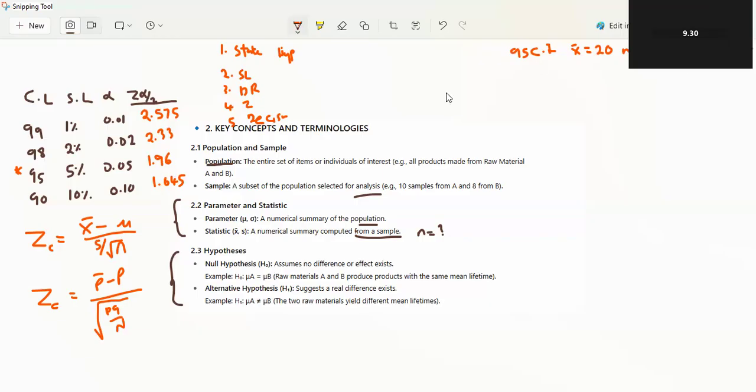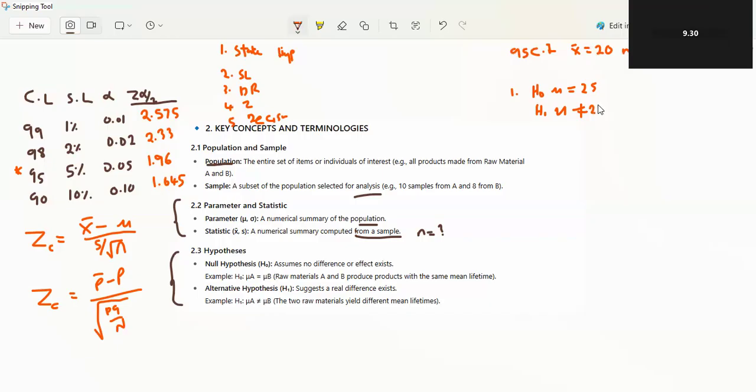Number one, state the hypothesis. So our hypothesis is simply based on the population mean. So you say H0 and H1. Our H0 assumes that the mean is equal to 25. And our H1 assumes that the mean is not equal to 25. So the population mean is what we're testing.